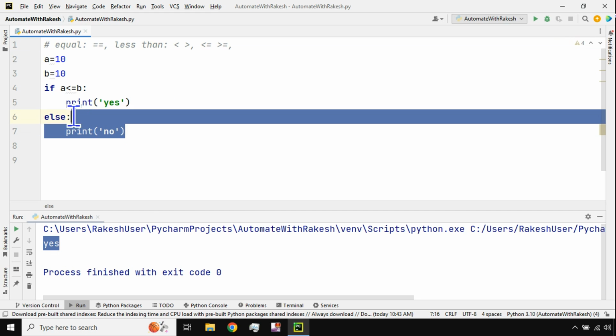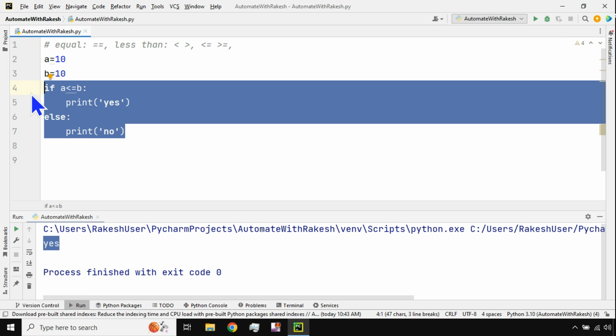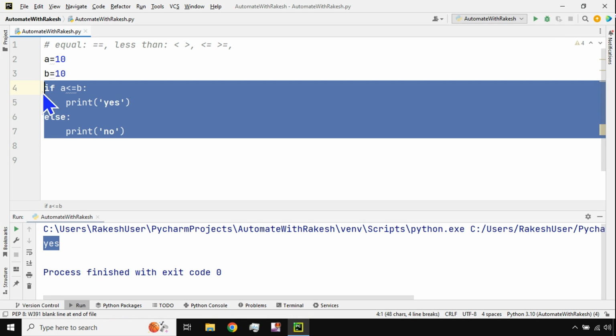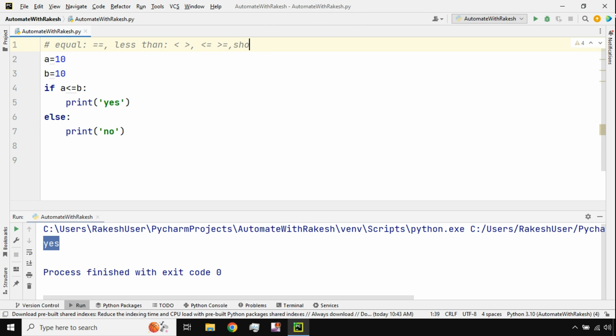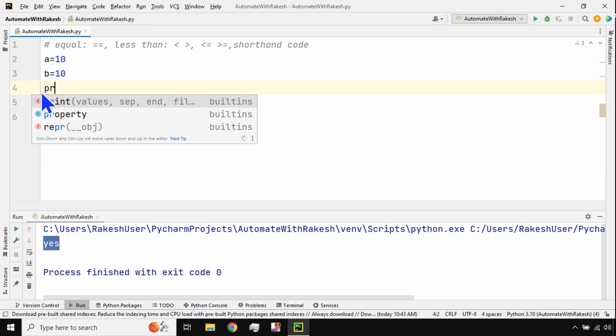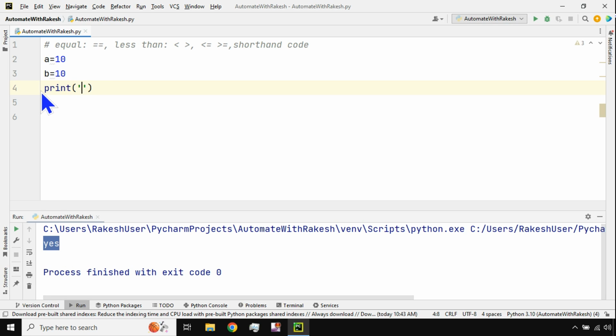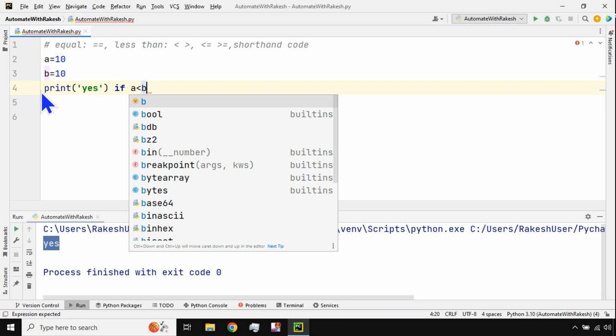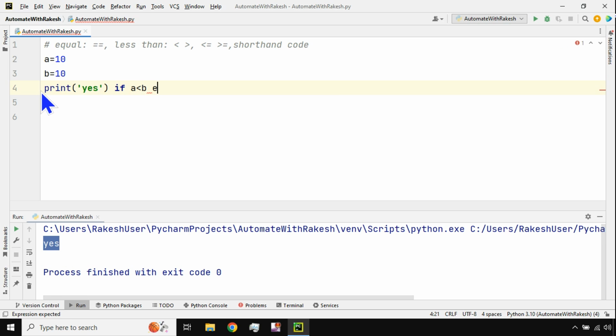So if else you have understood. Now I'm going to talk about what if, instead of writing such a big statement, can I write it in a single line, which you call shorthand code? So can I write the if else in a single line? Yes, it can be written. For example, print yes if a is less than b. Let's say I'm putting a condition just like that. If a is less than b, else print no.